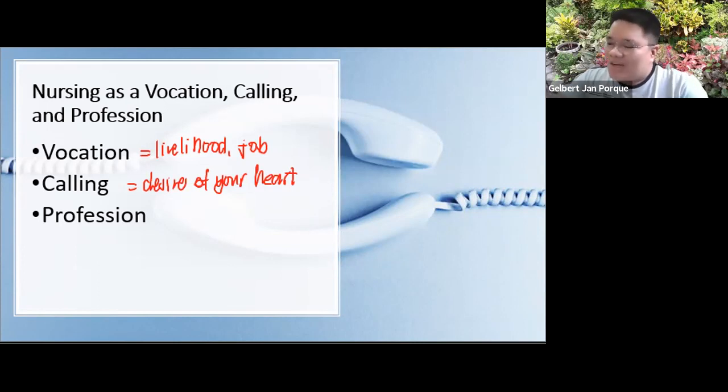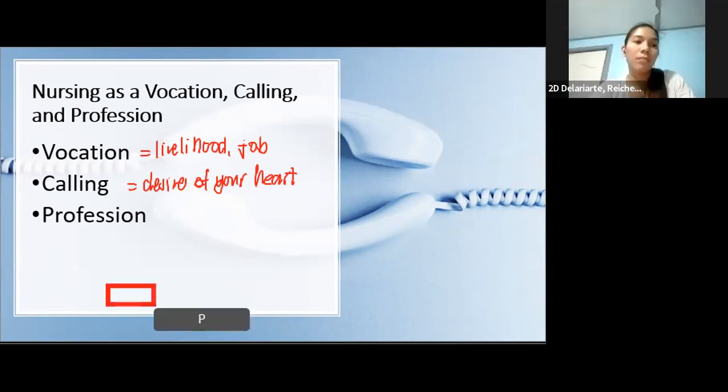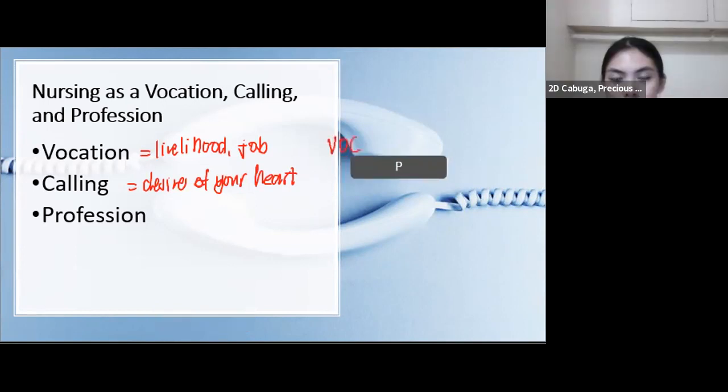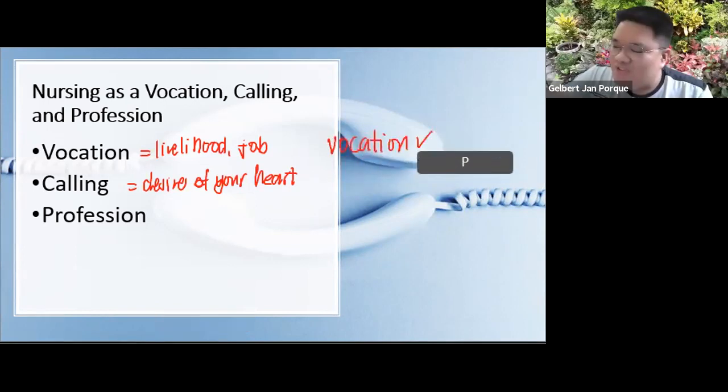Now look at this, class. Is it possible that you have the vocation but then it's not your calling? Possible ba, guys, na vocation mo siya pero hindi mo siya calling? What do you think? Yes, sir. That's possible. It's your vocation, but it's not your calling.